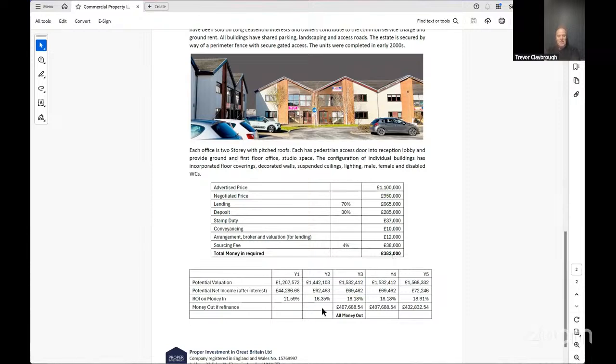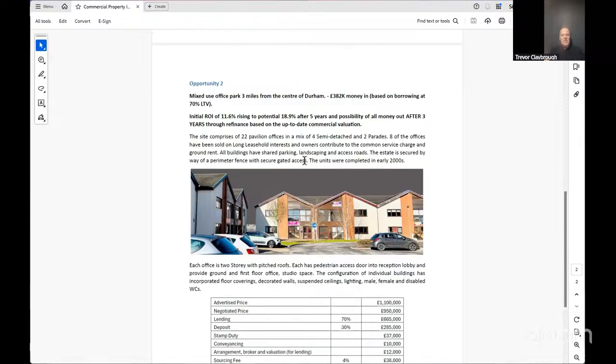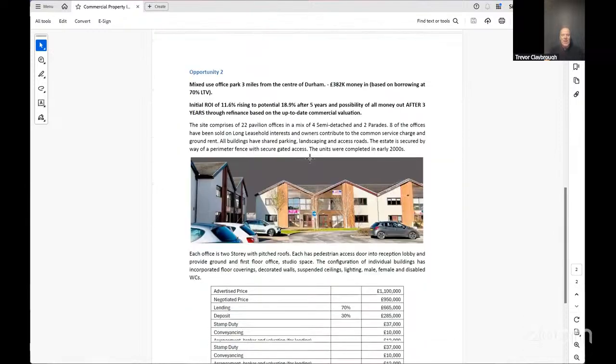Plus, obviously, when we're talking about all money out, we're only talking here about getting our initial money out. And from the very beginning, we've got our ongoing income in the deal. So these are the sort of things that we are, let's say, focusing on.